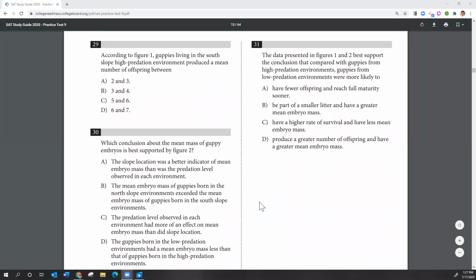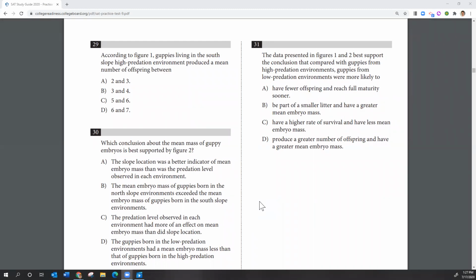And if you've already done that and tried to understand them, then again, the answer should kind of jump out to you here, because as we see in 1 and 2, guppies from low predation environments are more likely to come from a smaller litter because there are fewer offspring being produced. We see that from figure 1. And then they should also have a greater mean embryo mass, and we see that from figure 2.